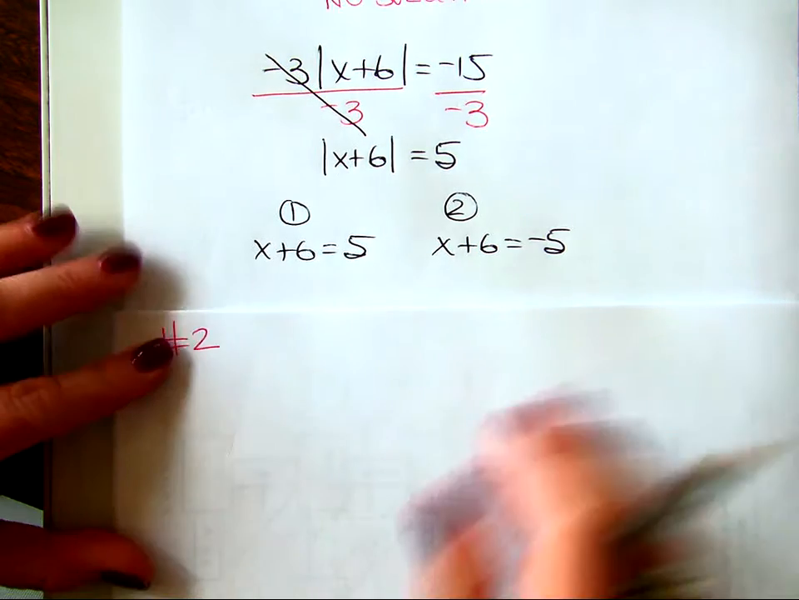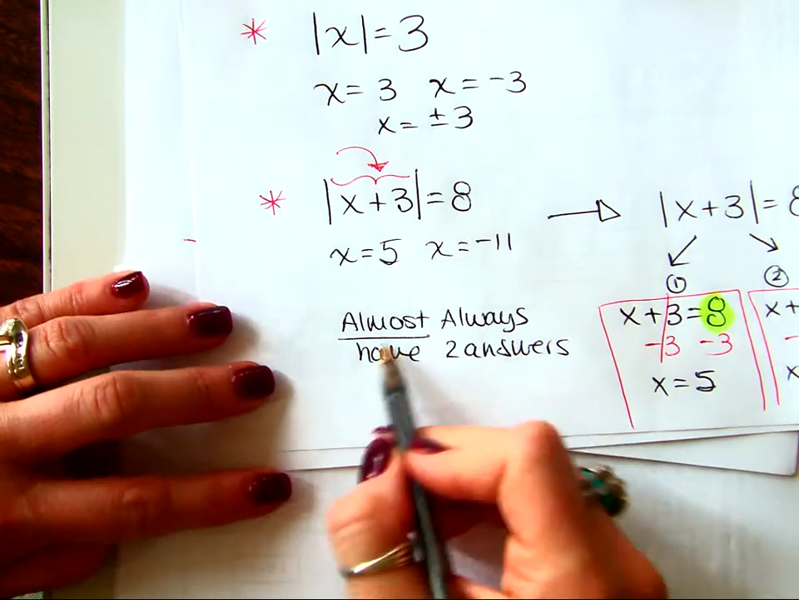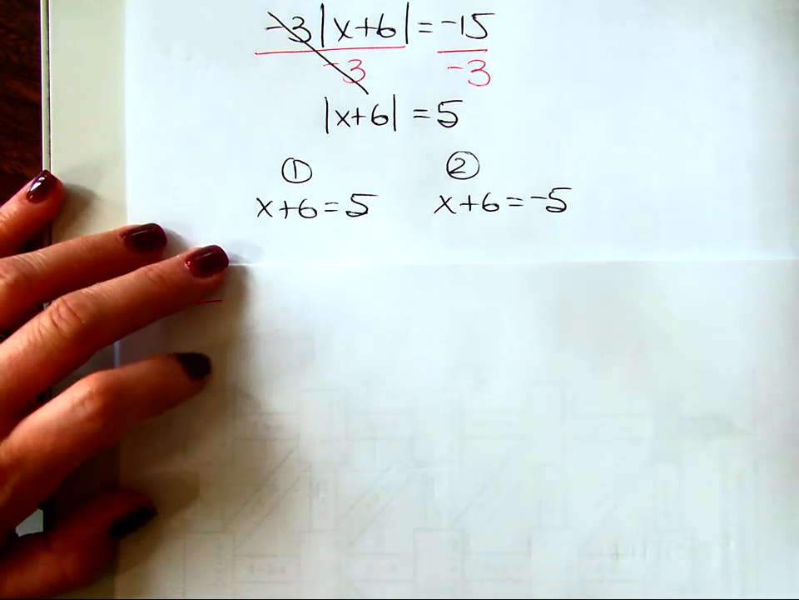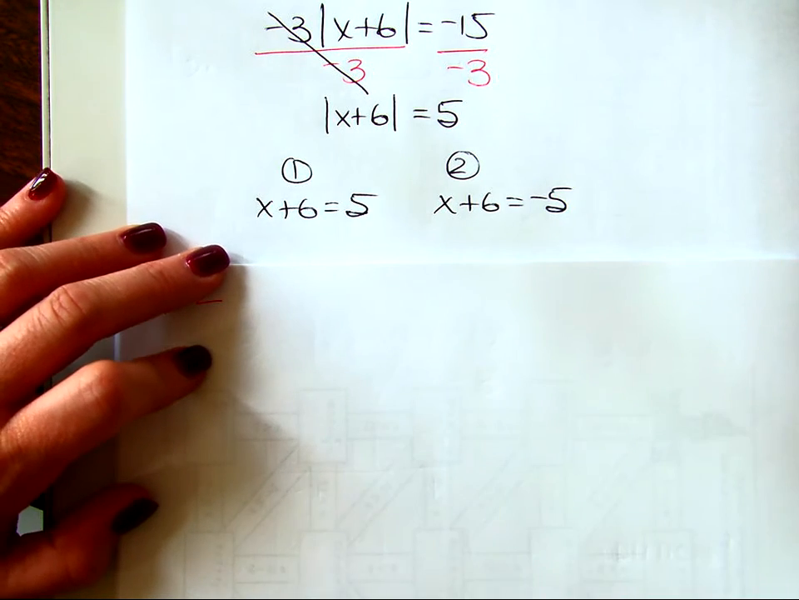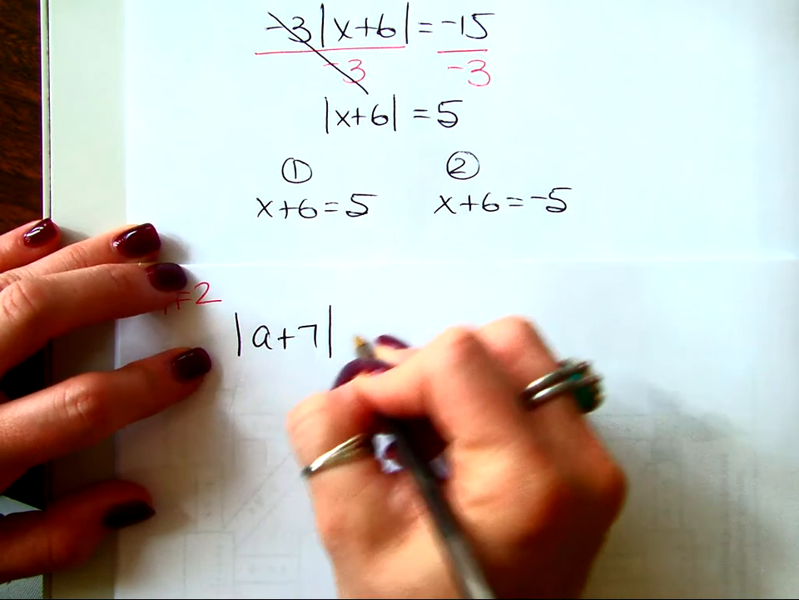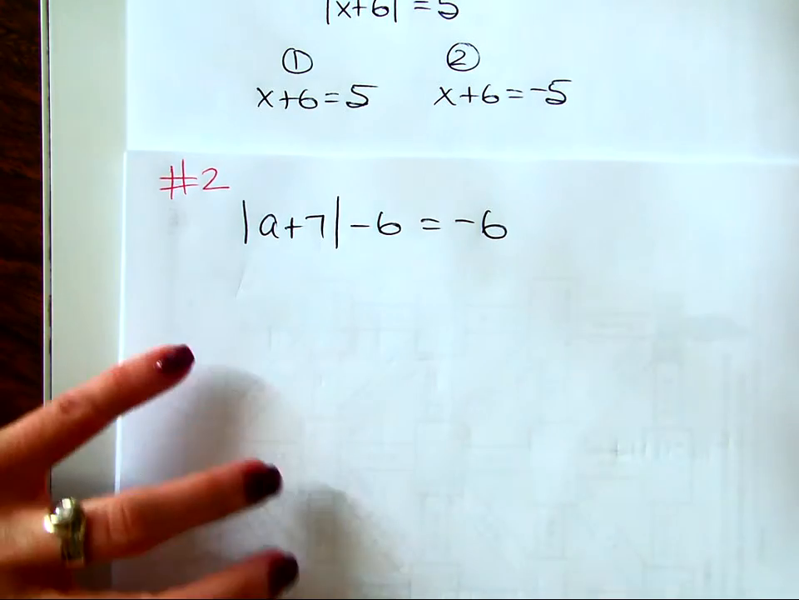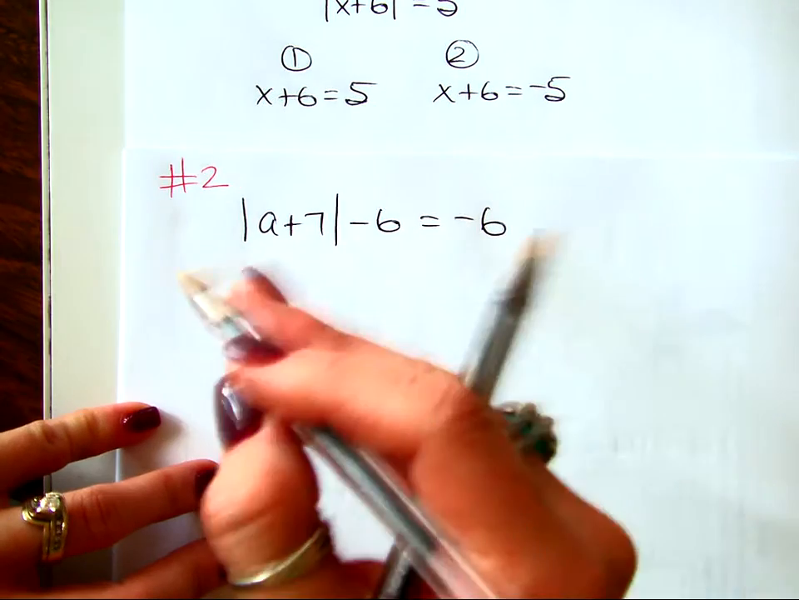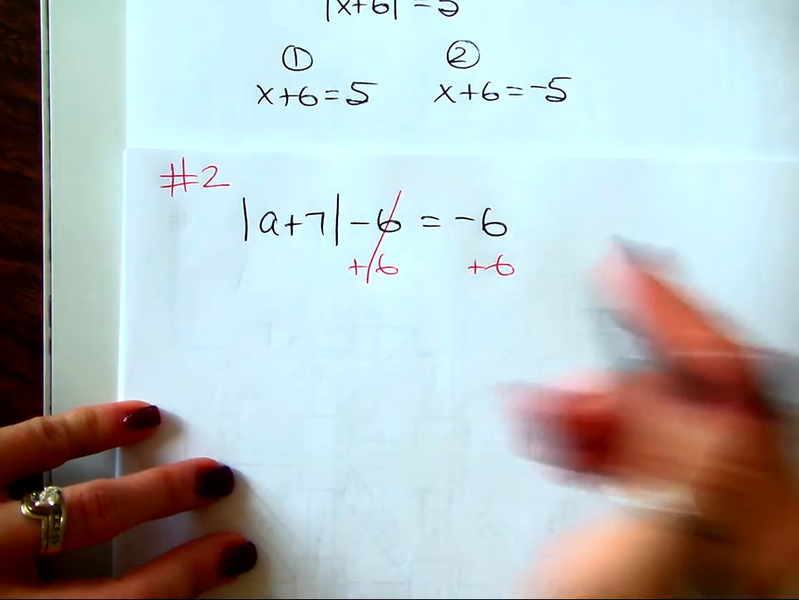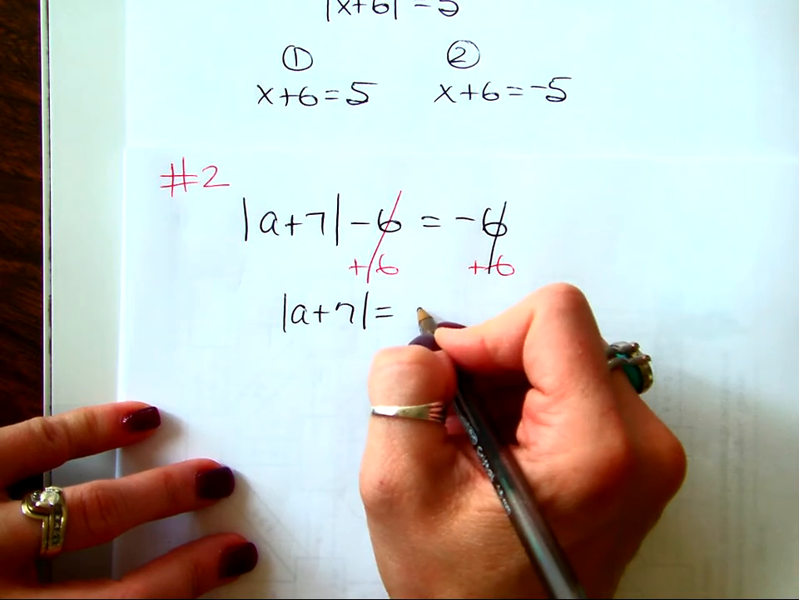Okay? Remember how I said at the very beginning, you're almost always going to have two answers? Sometimes you'll have none, and I just showed you. Sometimes you're going to only have one. This is the last one we'll do. A plus 7 minus 6 equals -6. Okay? Clear it out. Step 1, every time. And when I clear it out here, I'm left with the a plus 7, but then they cancel out here, and I get a 0.